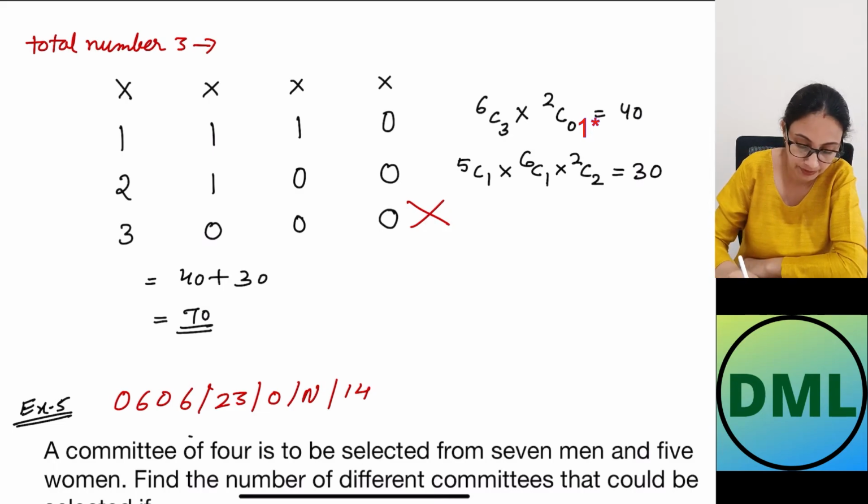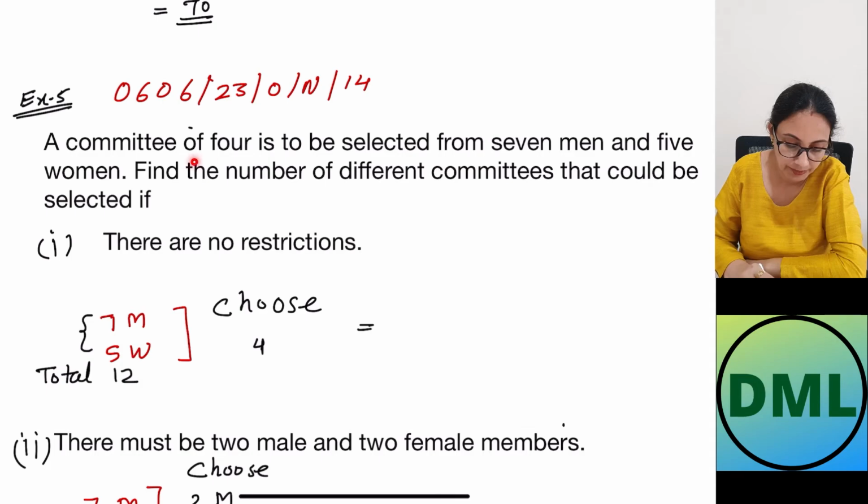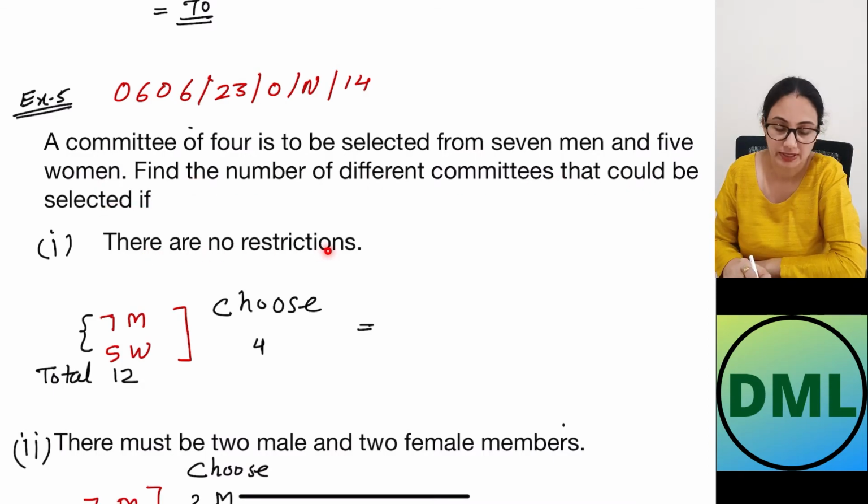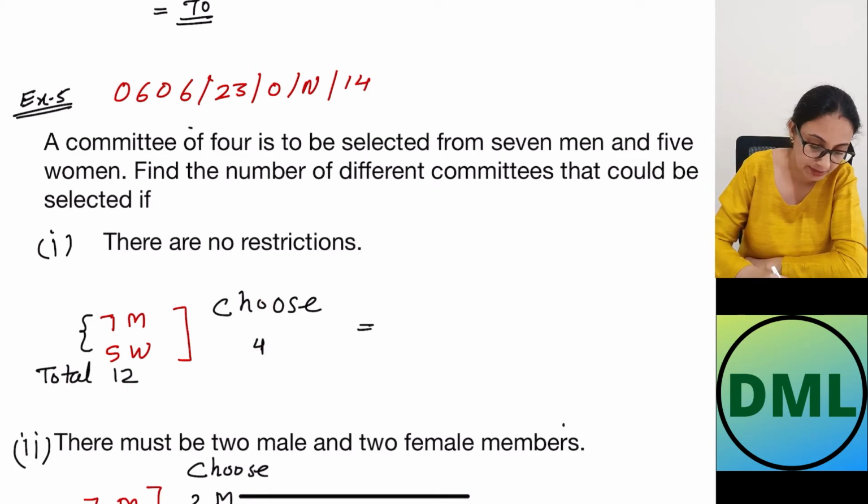Let's see one more example. A committee of 4 is to be selected from 7 men and 5 women. Find the number of different committees that could be selected if there is no restriction. As you can see, I have 7 men and 5 women and I have to choose 4. So the total number of men and women I have is 12. Out of that I am choosing 4. So this can be done in 12C4 ways. If you solve it in the calculator, your answer will be 495.